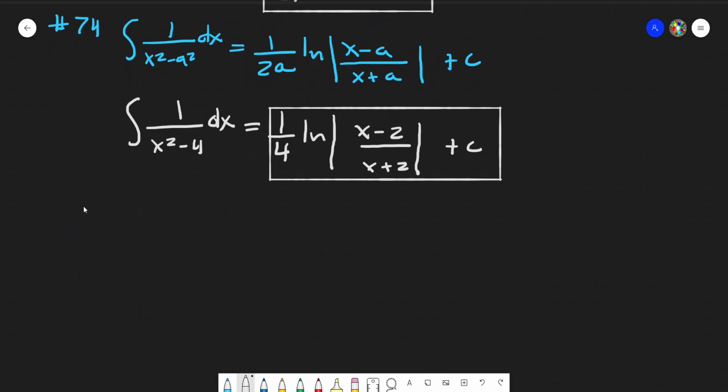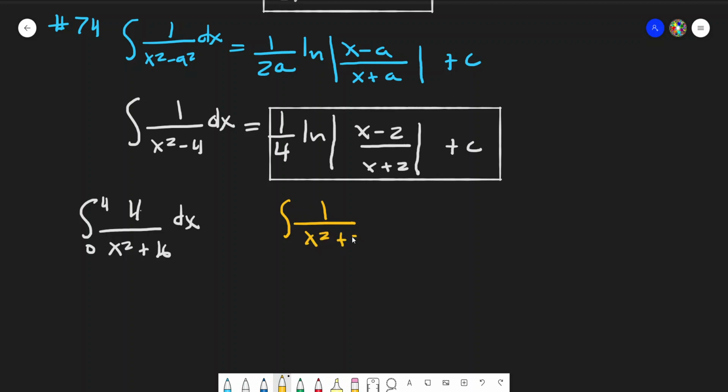from a to b, so let's say from 0 to 4, of 4 divided by x squared plus 16, and then we have dx. Well, this integral actually resembles the integral of 1 over x squared plus a squared dx, and this is equal to 1 over a arctangent of x over a, plus c.